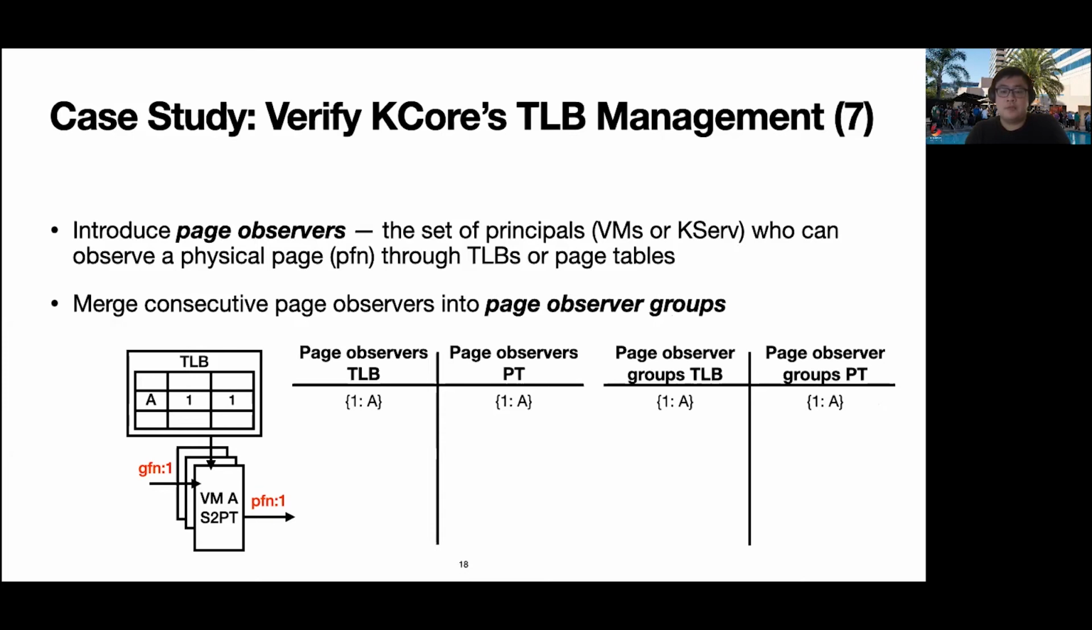To model such observations, we introduce a concept of page observers to represent the set of all possible principals, either VMs or KServ, that can observe a physical page, PFN, through TLBs or page tables. We merge consecutive page observers that are the same into page observer groups. In the example here, VMA can observe PFN1 through the TLB and page table, so the respective page observers and the observer groups for PFN1 include VMA.